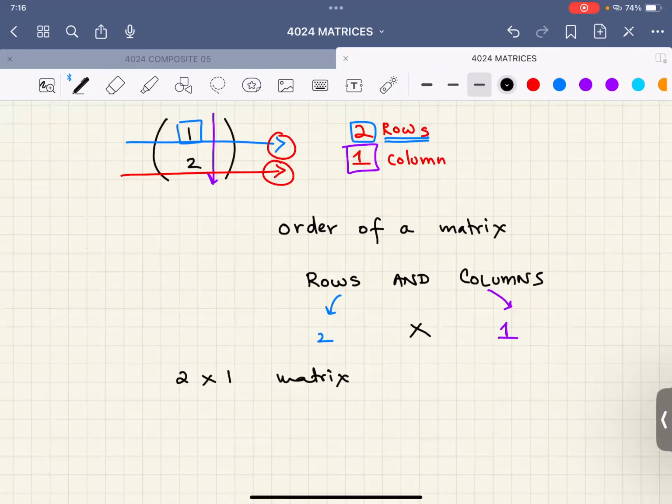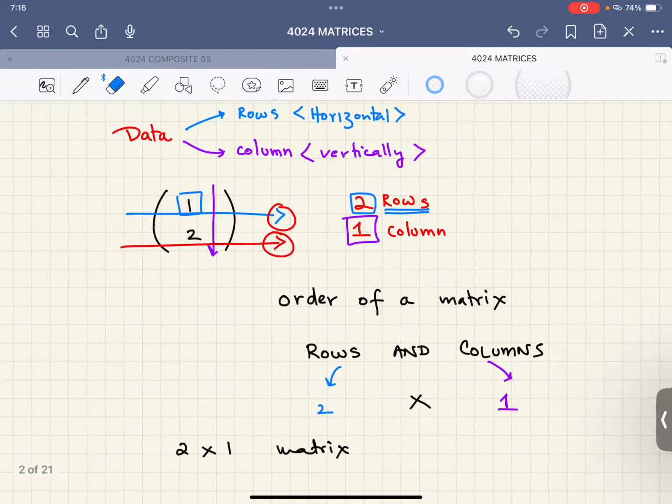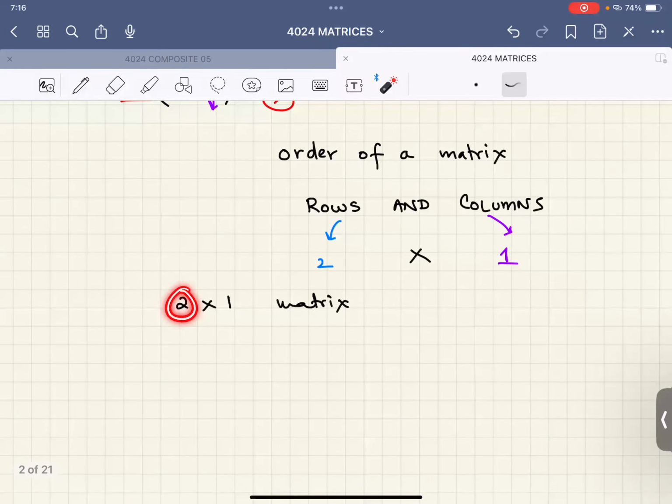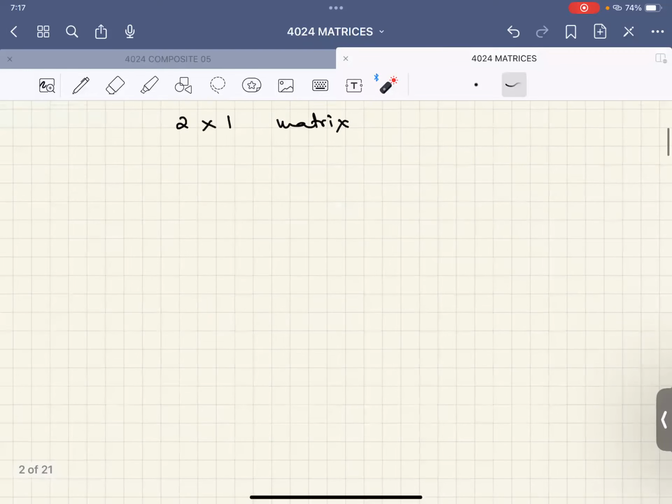Now, maybe there is a confusion with the numbers I have chosen. So instead of 1, let me write 5. Instead of 2, let me write 7. So I have a 5, a 7. There are two rows, one column. We can use the crisscross method, and that is two rows and one column. It's a 2 by 1 matrix.